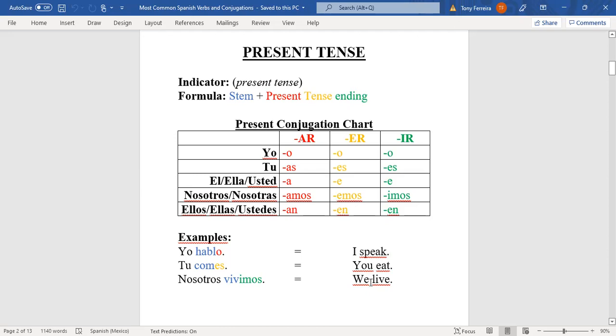Finally, I have we live. For we, I picked the masculine mixed form, nosotros. This word here comes from vivir, which is an IR verb. Because our subject is nosotros and vivir is an IR verb, we needed to use the IMOS ending. Nosotros vivimos. Because vivir is an IR verb, I can only use these endings here. The different forms of vivir are vivo, vives, vive, vivimos, and viven.